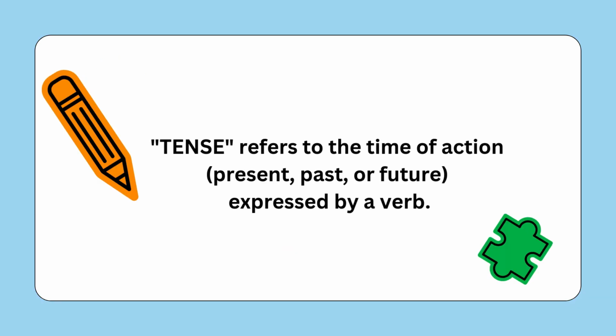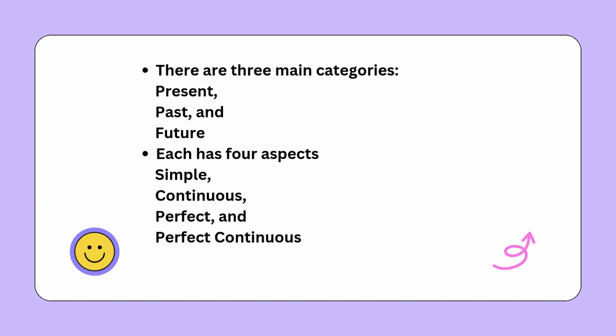What are tenses? Tense refers to the time of action, present, past, or future, expressed by a verb. There are three main categories: present, past, and future. Each has four aspects: simple, continuous, perfect, and perfect continuous.